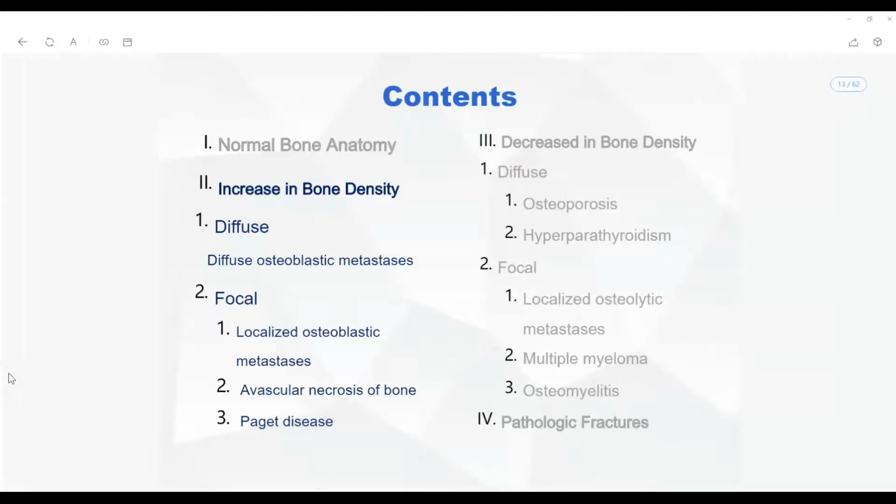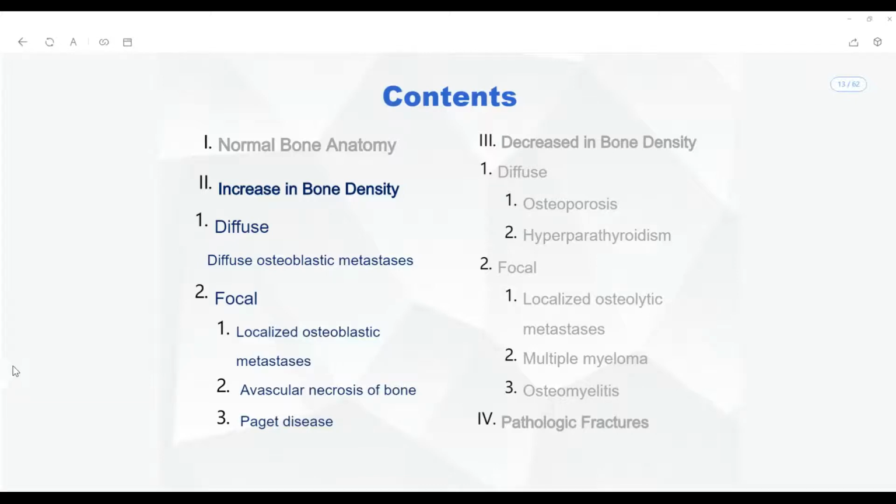Today we are going to learn about some of the metabolic bone disorders and also try to learn about some of the metastatic as well as the malignant tumors of the bone, along with the diseases of the joints. So we are going to start with the increase in the bone density.